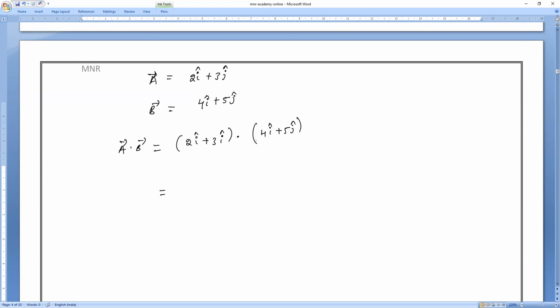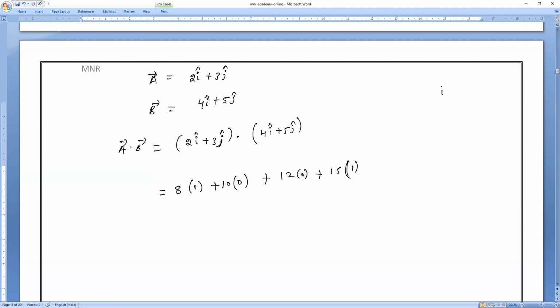So first, 2 fours are 8. Next, I dot I, how much is the value? Just now, 1. Next, 2 fives are 10. Next, I dot J value, how much? 0. Plus 0. Next, same way, 3 fours are 12, J dot I or I dot J, both are the same. 12 into 0, yes, 0. Next, plus 3 fives are 15. J dot J, how much? 1.